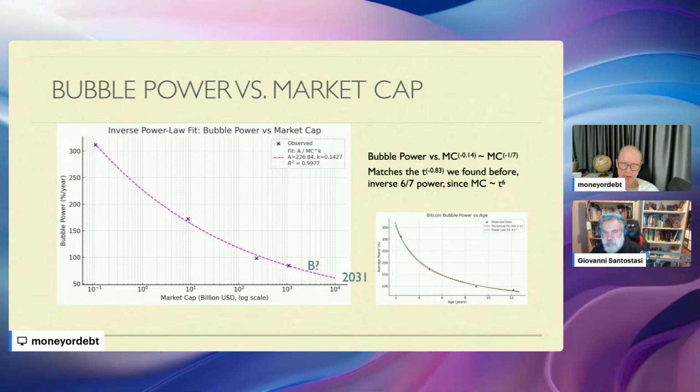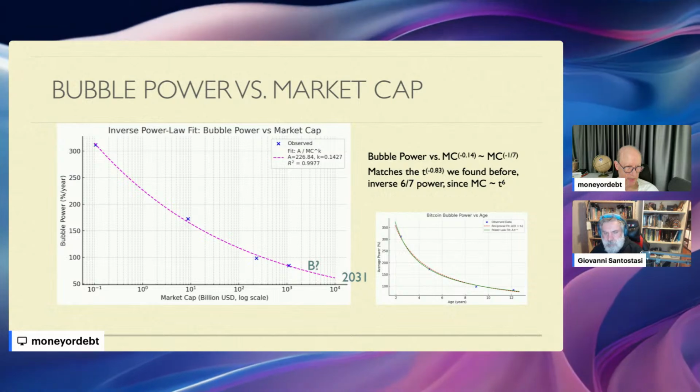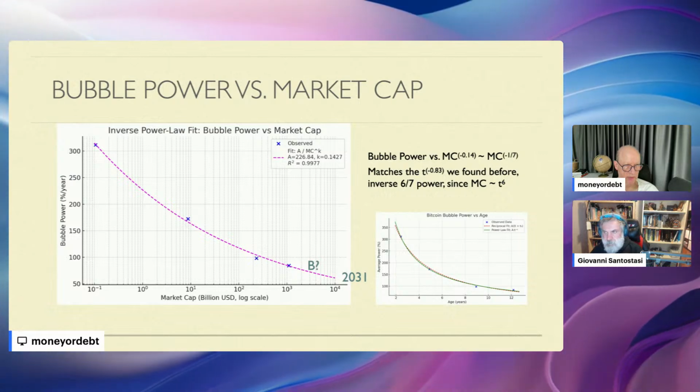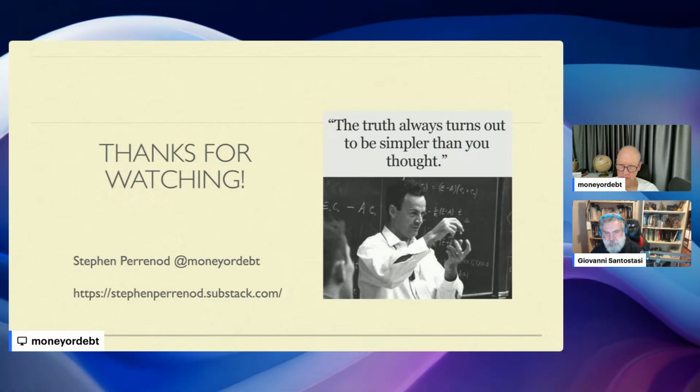So those are the takeaways, and the bubble power is a power law with market cap as well as with time. And very nice. Yeah, I'll finish there.